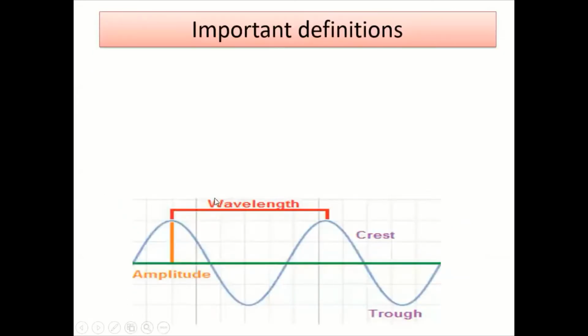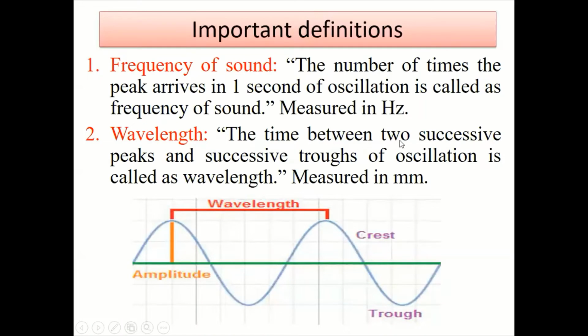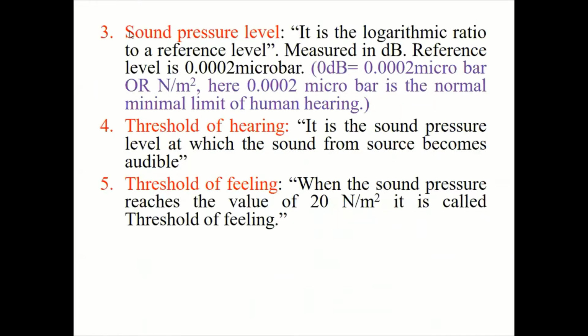This is the important definition. This is the amplitude, this is the wavelength, and the crest. The frequency of sound: the number of times the peak arrives in 1 second of oscillation is called the frequency of the sound. It is measured in hertz. Wavelength is the distance between two successive peaks or successive troughs of oscillation, and it is measured in mm. Sound pressure level is the logarithmic ratio to a reference level measured in dB. The reference level is 0.002 microbar.